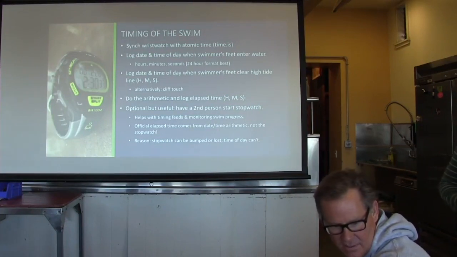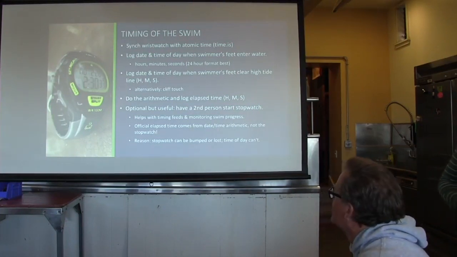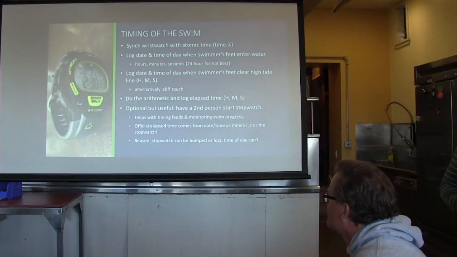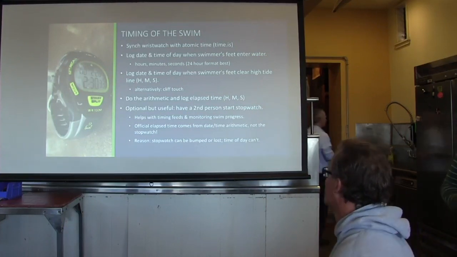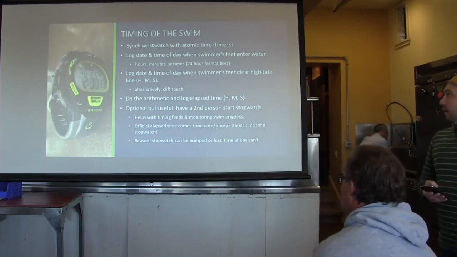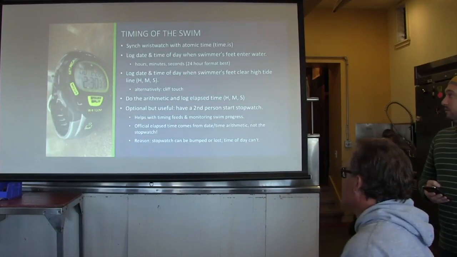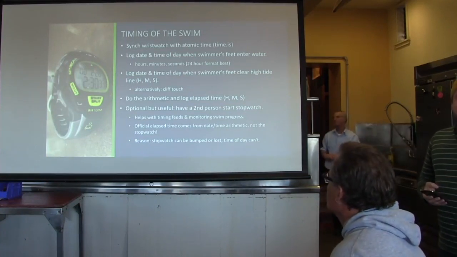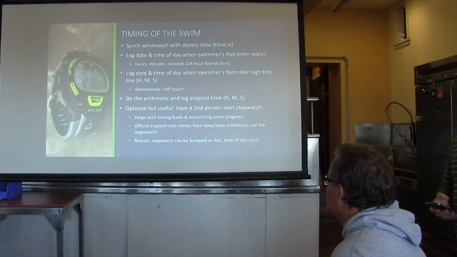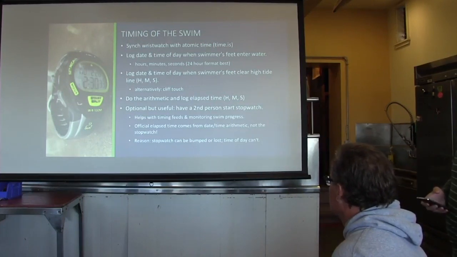Okay, I've already talked about this, so I'm not going to spend a lot of time on it. Elapsed time is the difference between the start and the finish. Time of day: hours, minutes, seconds. That means having your wristwatch synchronized, and having a backup wristwatch in case something happens to the first one.